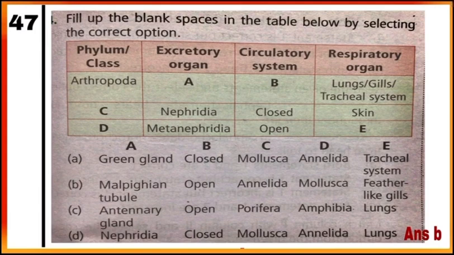Now come to C. C. Annelida phylum, which has nephridia excretory organs, closed circulatory system and skin as a respiratory organ. Now come to D. Phylum Mollusca has metanephridia as excretory organ, open type of circulatory system and respiratory organ. E are feather-like gills. So here mark B as a correct answer.